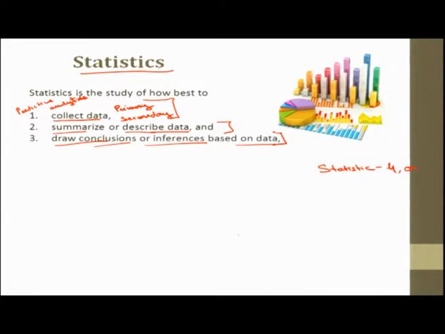So we summarize this using descriptive analytics, and we draw the conclusion using prescriptive.